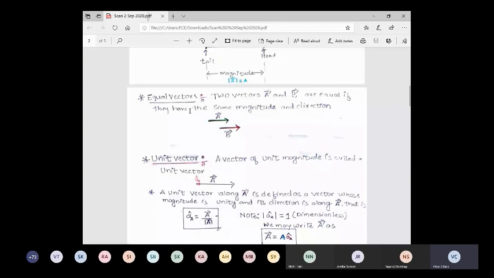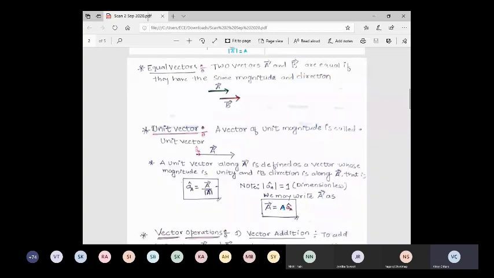Okay, so the next point is what is equal vector. So two vectors are said to be equal if they have same magnitude and same direction, as it has been shown that A and B have same magnitude and they have the same direction. Okay, so next part is what is unit vector.